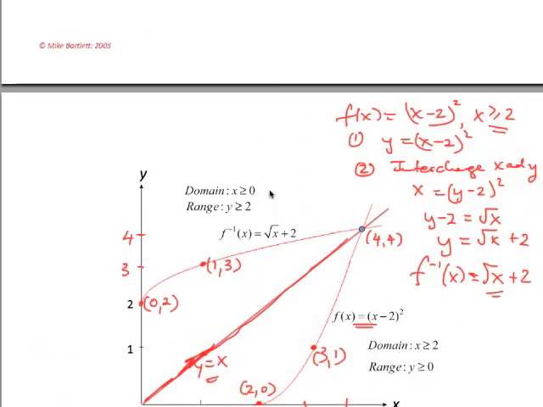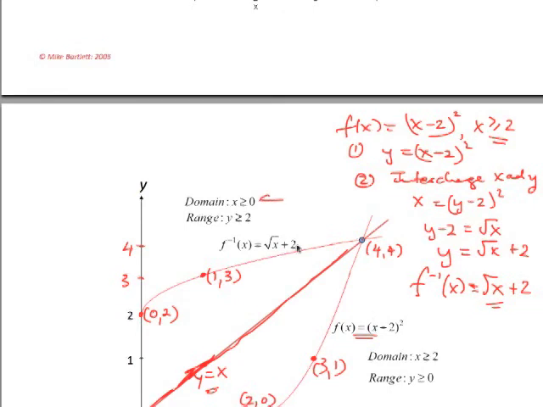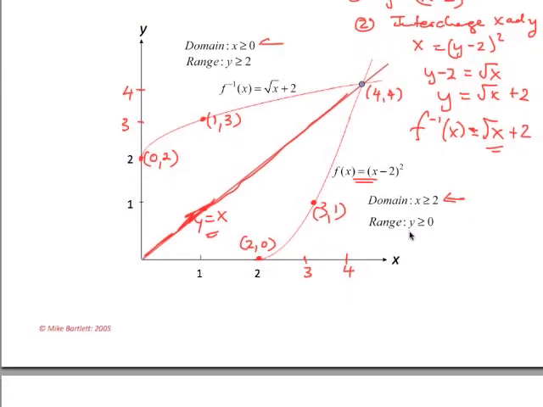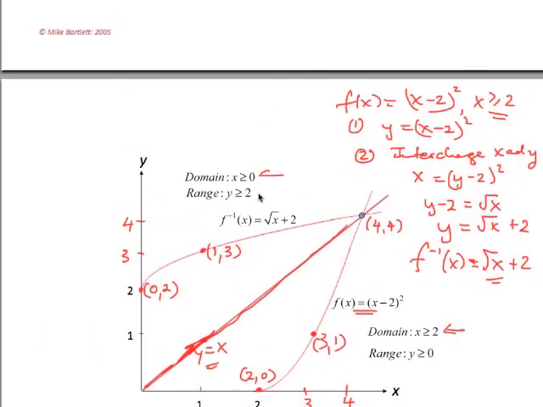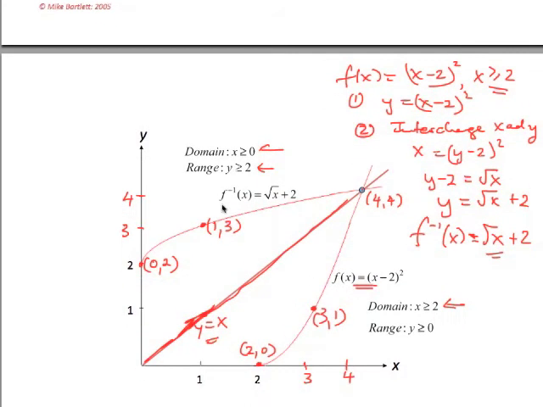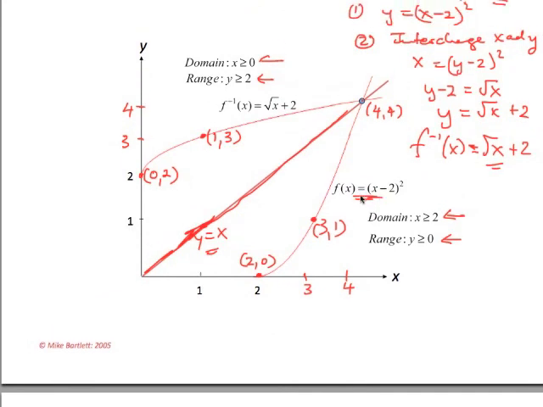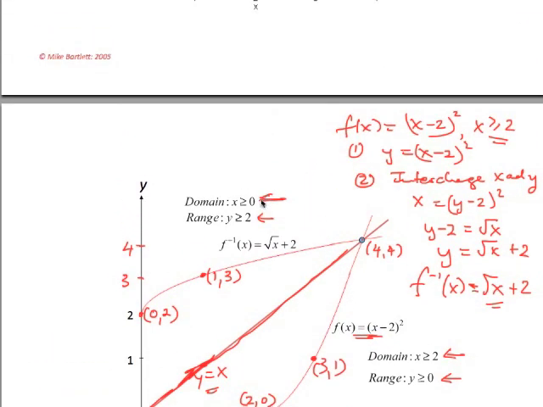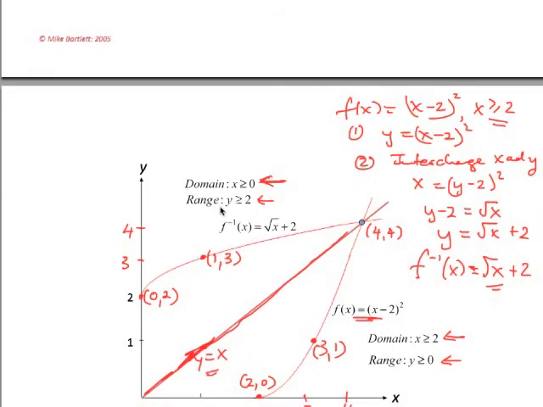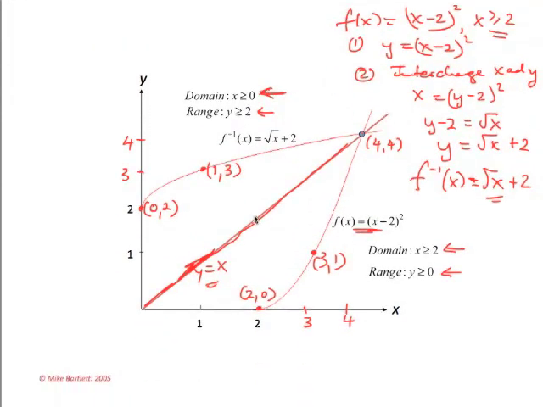Now notice this carefully, that the domain of this function here is greater than or equal to 2, which will be the range of the inverse function. The range of the function will in fact be the domain of the inverse function. So don't ever forget that kind of relationship.